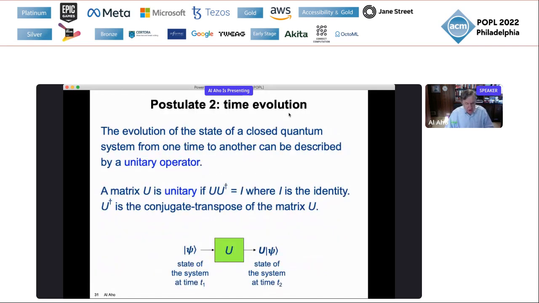Postulate 2 states that the evolution of the state of a closed quantum system can be described by a unitary operator. For the purpose of this talk, you can think of a unitary operator as a complex square matrix whose rows and columns are orthonormal. A unitary operator represents a rotation of the state vector in Hilbert space. Unitary operators are reversible. In contrast, operators in classical programming languages do not have to be reversible.